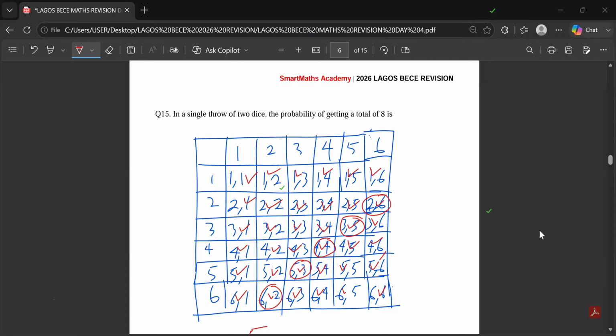If you now look at the total outcomes we have here, which is the sample space, that will be 36. That's why we have 36. Then how many of them? How many times are you going to get 8? You only have it 5 times. That is 2, 6, 3, 5, 4, 4, 5, 3, and 6, 2.